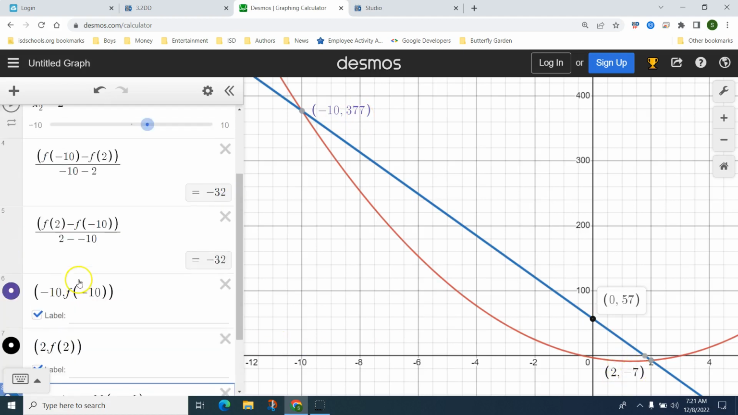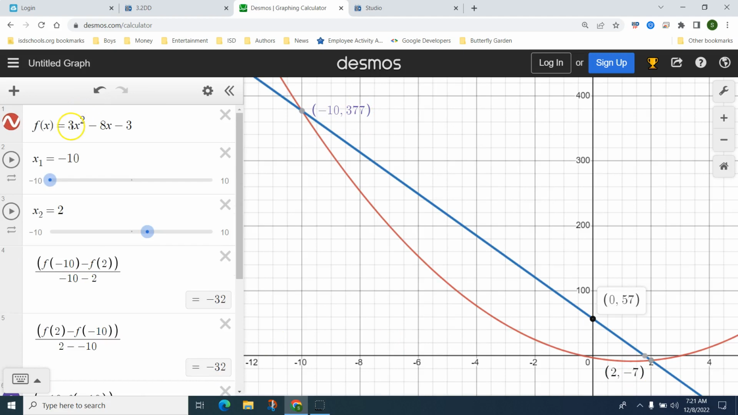All it did was punch that 2 into this function. 3 times 2 squared is 12, minus 8 times 2, which is negative 16. 12 minus 16 is negative 4. Negative 4 minus 3 is the negative 7. All right. This will do the same thing, but it'll punch in 377 with negative 10. All right. So let's go on to the next problem and keep pushing.